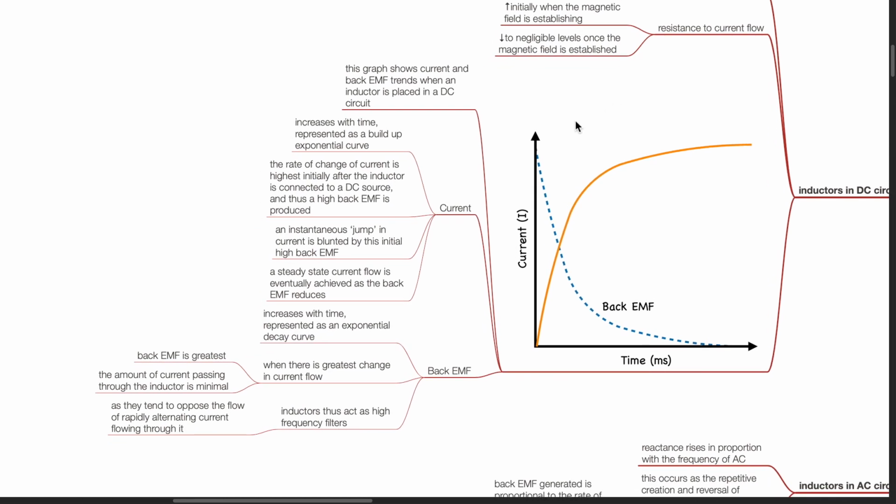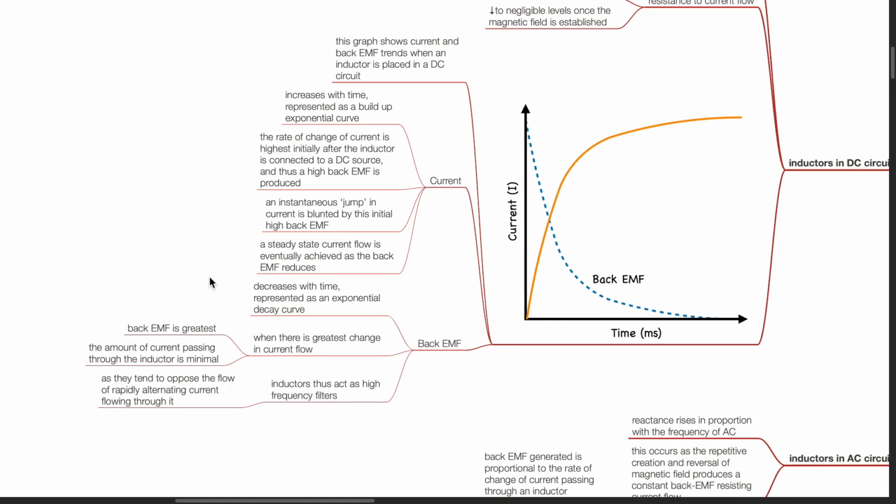Current increases with time and is represented as a built-up exponential curve. The rate of change of current is highest initially after the inductor is connected to a DC source, and thus a high back EMF is produced. An instantaneous jump in current is blunted by this initial high back EMF. A steady-state current flow is eventually achieved as the back EMF reduces.